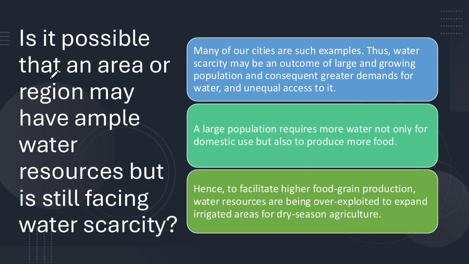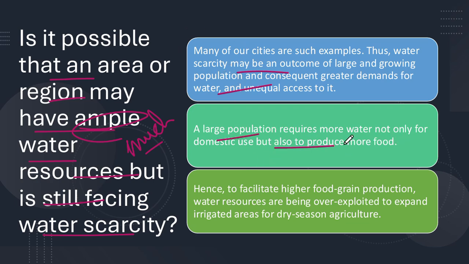Is it possible that an area or region may have ample water resources but is still facing water scarcity? Ample means much. In cities, for example, water scarcity may be an outcome of greater demands for water that are unequal. So yes, they have water, but they have unequal access.